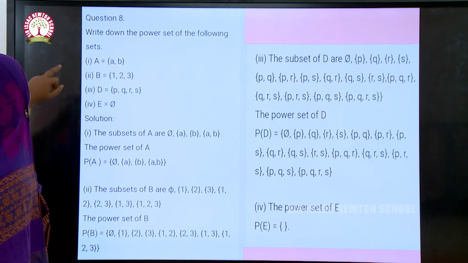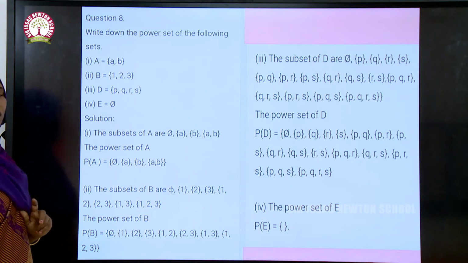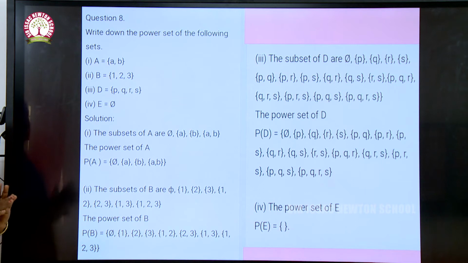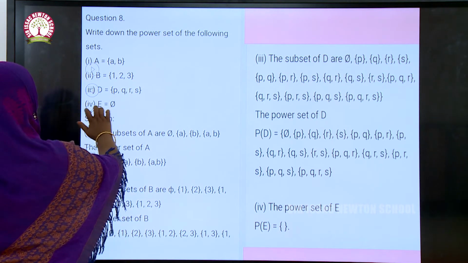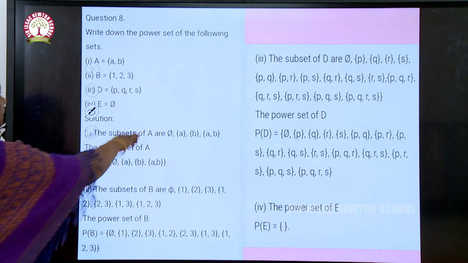Question number 8. Write down the power set of the following sets. Okay, what is a power set? The power set is the set of all possible subsets. The set of all possible subsets of a set is said to be the power set.